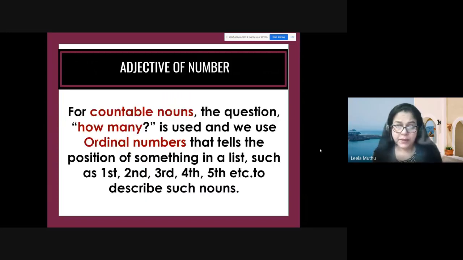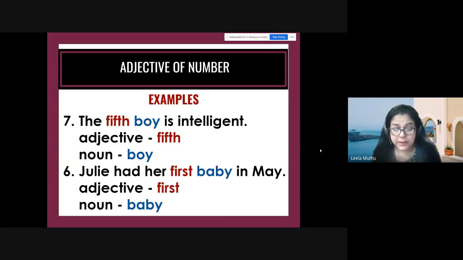So for countable nouns, the question we ask is how many? And we use ordinal numbers like I told you, first, second, third, fourth, fifth. There are 5 boys standing there in a row. The fifth boy is really intelligent. You use fifth before the noun. It is an ordinal number, and it is describing which, that is, out of these number of boys, the fifth one is intelligent. She's had her first baby in May.